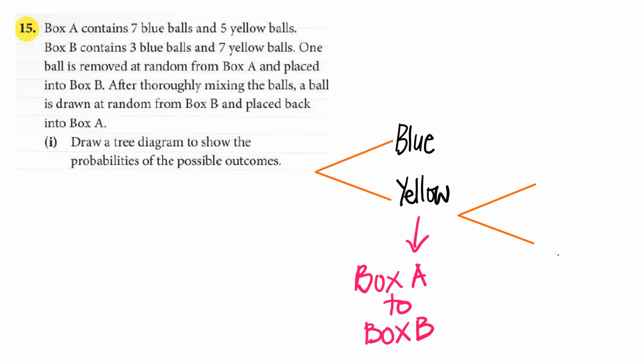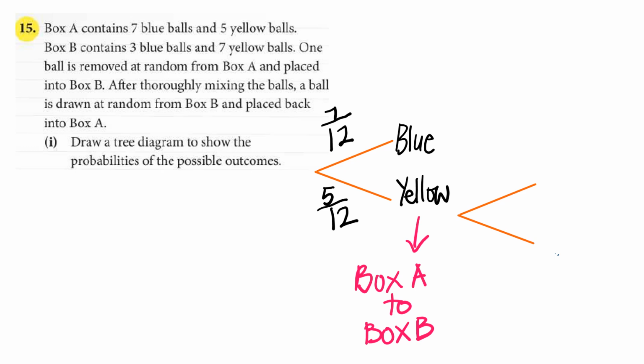Okay, so we're just going to concentrate on what happened from box A to box B. So there's 7 chances of you getting a blue ball to put in box B, so that will be 7 over 12. And it's 5 over 12 chance of getting a yellow ball to put in box B. Okay, so the first part is easy.